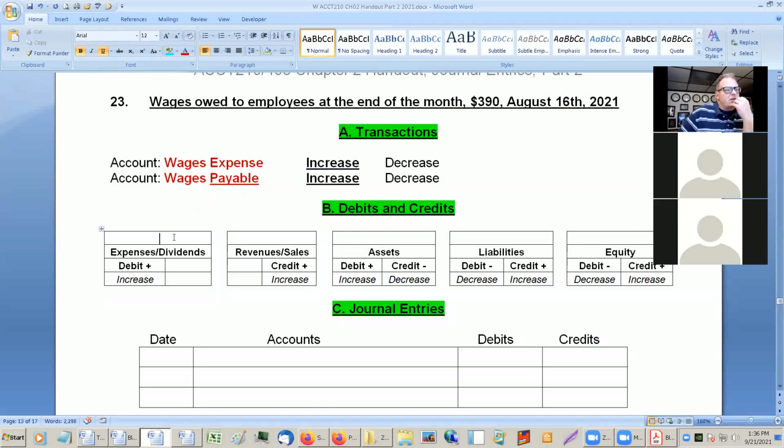Okay, well, let's take the super easy one, wages expense. We know exactly what that one's gonna be. So that will always be a debit. And wages payable is a liability.